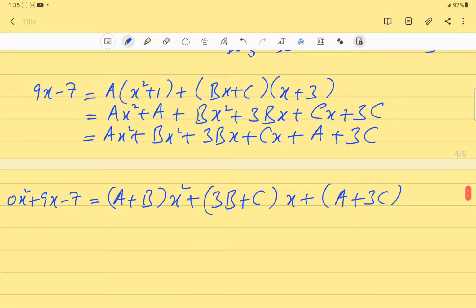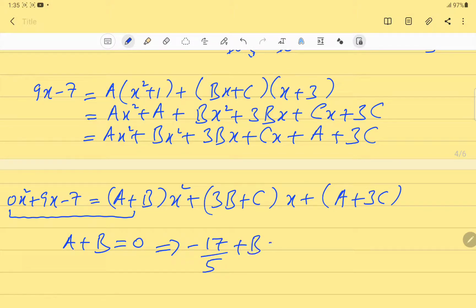Okay, now we will compare the coefficients of x² on both sides, which will give us a + b = 0. We already have the value of a with us, which is −17/5. So we'll be getting our value of b, which is equal to 17/5.